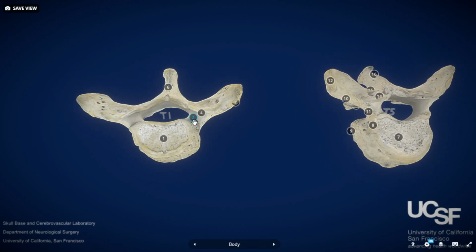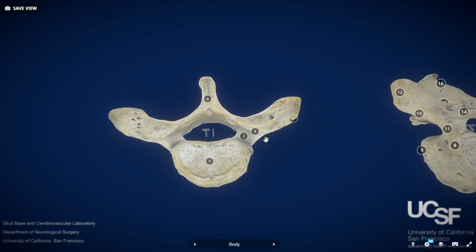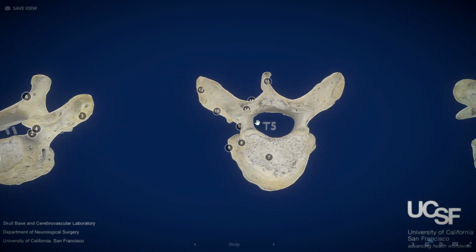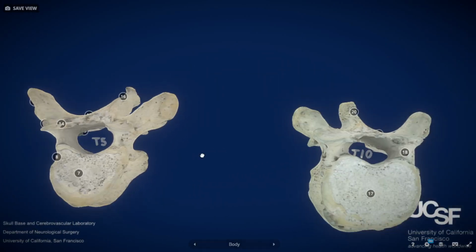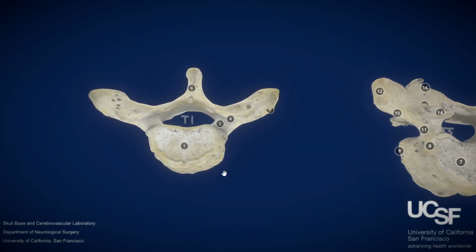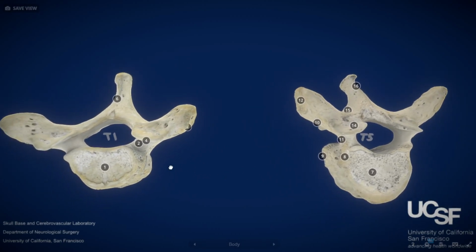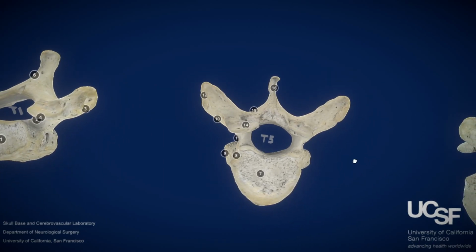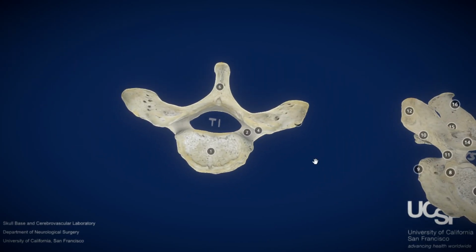If we move posteriorly, we see the pedicles, outlined as number two. The pedicles are going to have initially a more oblique projection, and then are going to tend to get stronger and have a more parasagittal projection at inferior levels. And that's also going to modify the spinal canal, or the vertebral canal, in which we see that it tends to be smaller and more rounded at inferior levels compared to the superior ones.